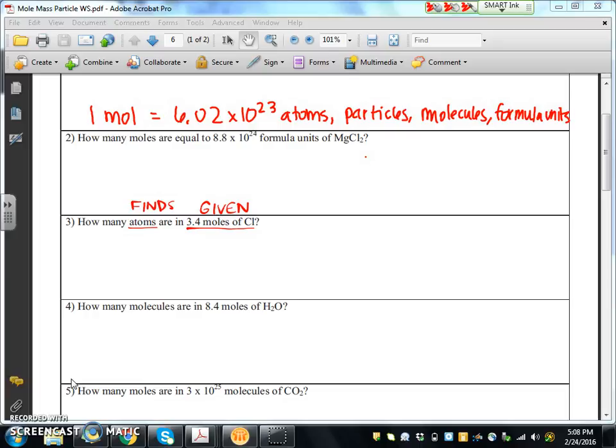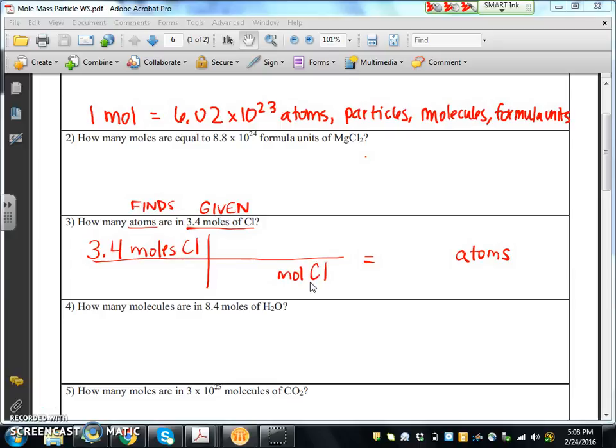So again, I always start off with what is given to me in my problem. I'm given 3.4 moles of chlorine, and I'm trying to convert to atoms. So I always start off with what's given to me in my T-chart, and I write what I'm trying to find as my final units. Because I have moles of chlorine in my T-chart, I'm going to put moles of chlorine also at the bottom.